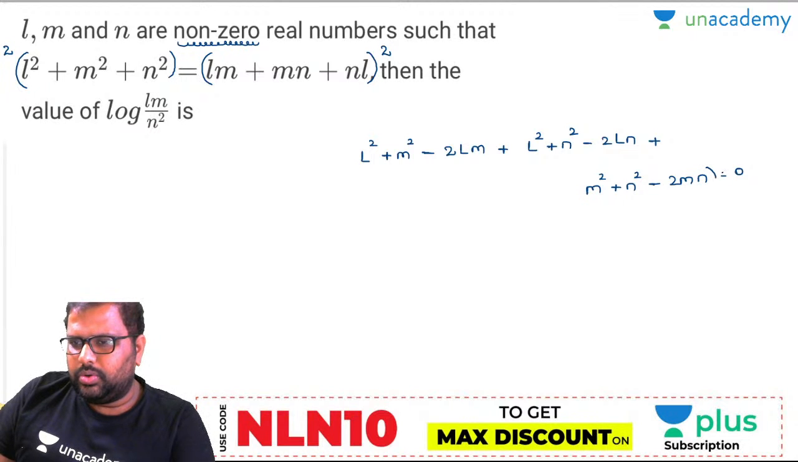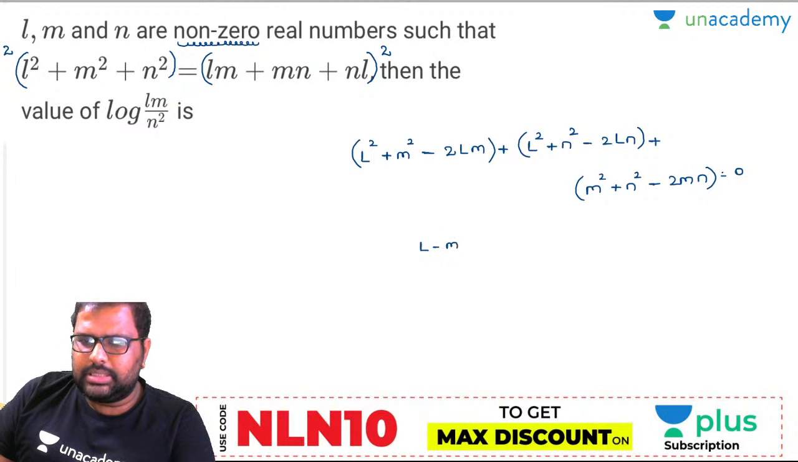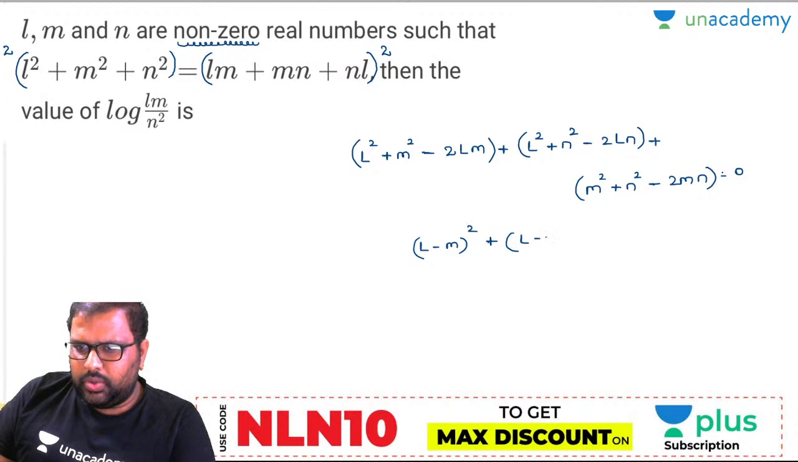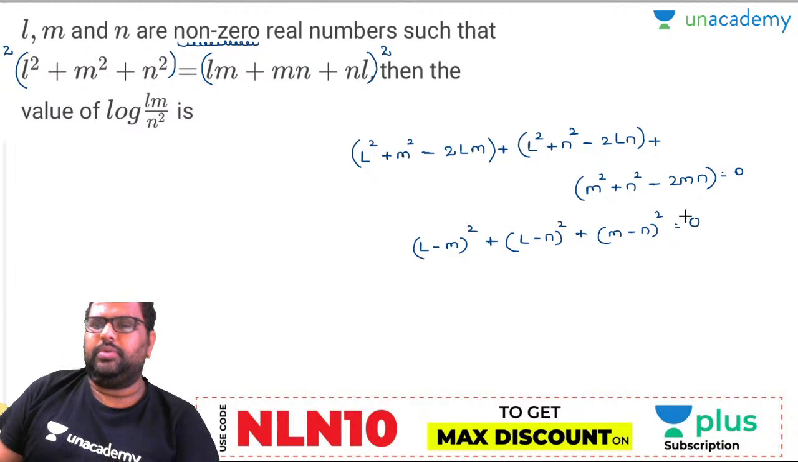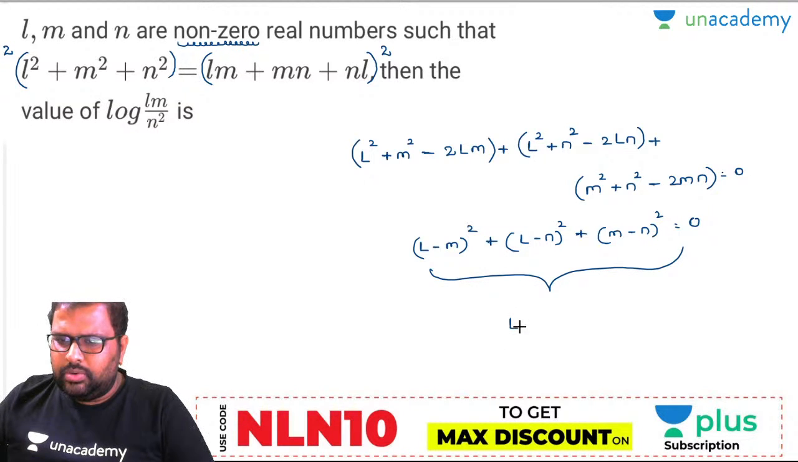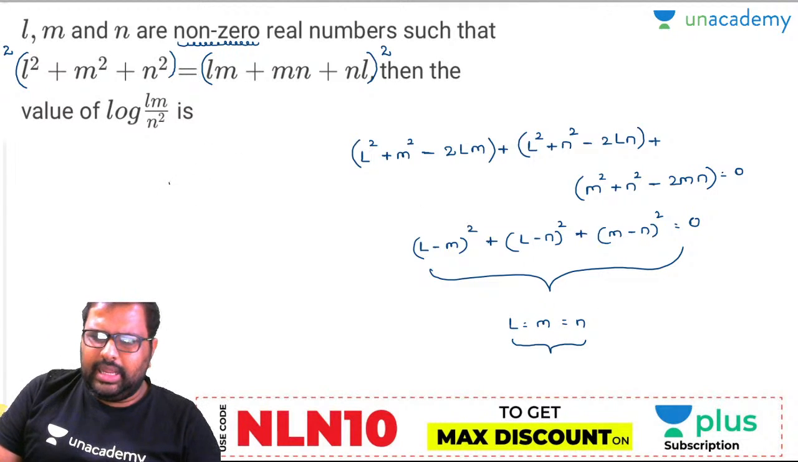Am I right? So see, I'll bracket the things there. When you closely observe, the brackets are in the format of a minus b whole square. Am I right or wrong? L minus M whole square plus L minus N whole square plus M minus N whole square is equal to 0. Now when will this condition get satisfied? When L is equal to M is equal to N. Am I right or wrong? Otherwise it will not get satisfied, so automatically take any value there.